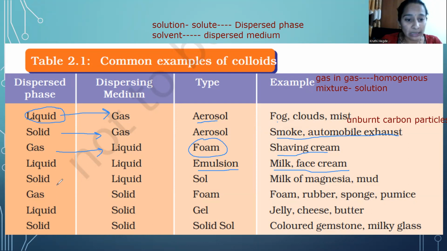Next, solid in liquid is called a sol. Examples are milk of magnesia and mud. Mud is also a colloid, in which solid is in liquid. Mud has a little amount of water along with solid soil. Then gas in solid is also called foam. Examples of foam are rubber, sponge and pumice.